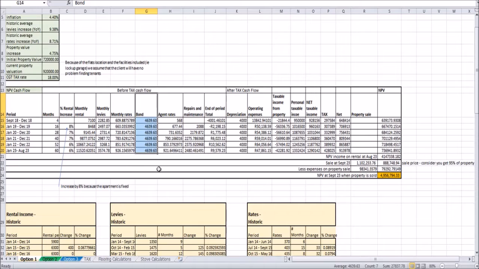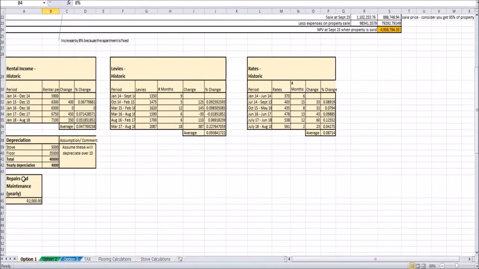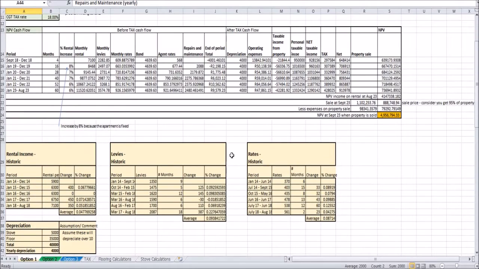I did research to find out what the rental agents charge and found this to be 8% of the rental income on average, which is an industry standard. The model makes provision for repairs and maintenance, which will increase by inflation per year. With this information, we can calculate the end of period totals.